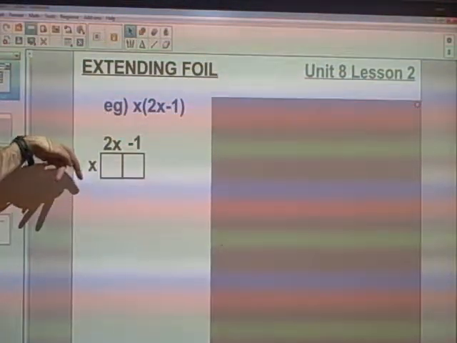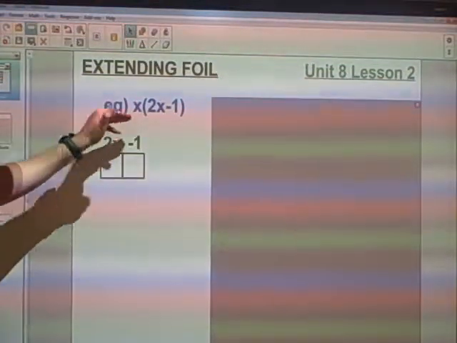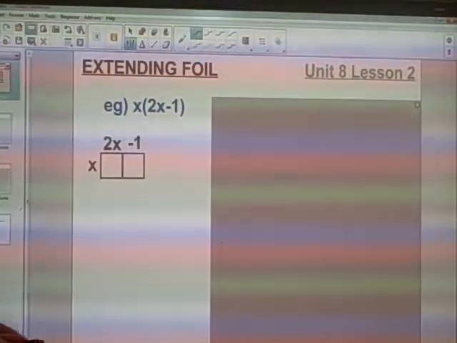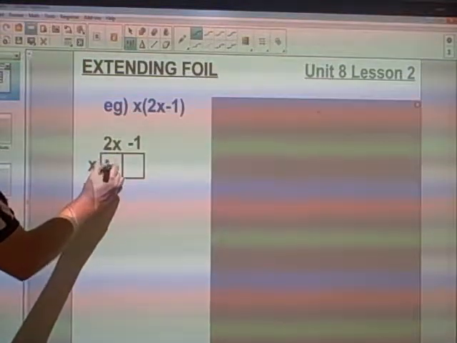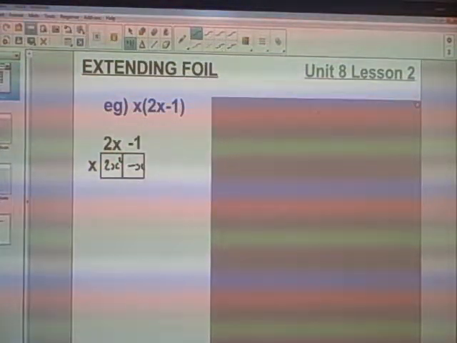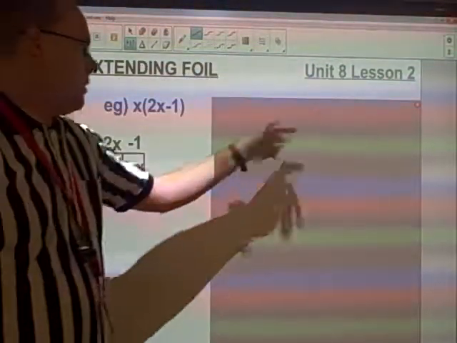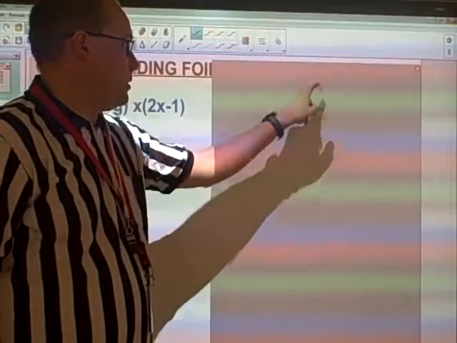So, I put x down, as it's just a single term, I just got a single box high. And then with two terms, I can put them across the top. And then you can just use the method you're used to: x times 2x, 2x squared, x times negative 1, negative 1x, and there's your answer, 2x squared minus x. Now, we can also make our question slightly more complicated as well.